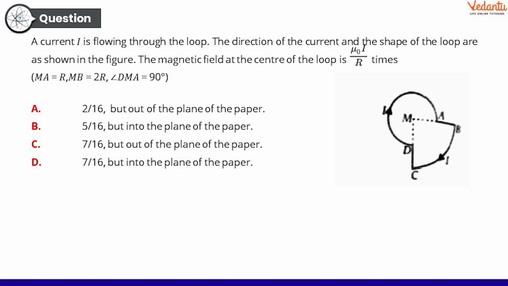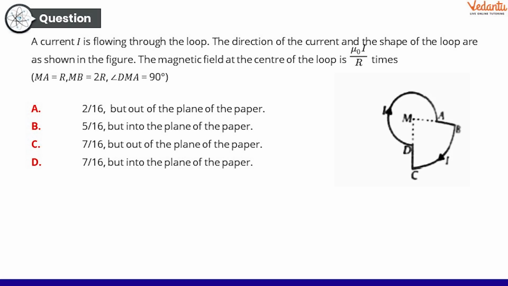A current I is flowing through the loop. The direction of the current and the shape of the loop are as shown in the figure. The magnetic field at the center of the loop is mu naught I upon R times, where MA is equal to R, MB is equal to 2R, and angle DMA is equal to 90 degrees. So what do you guys think?